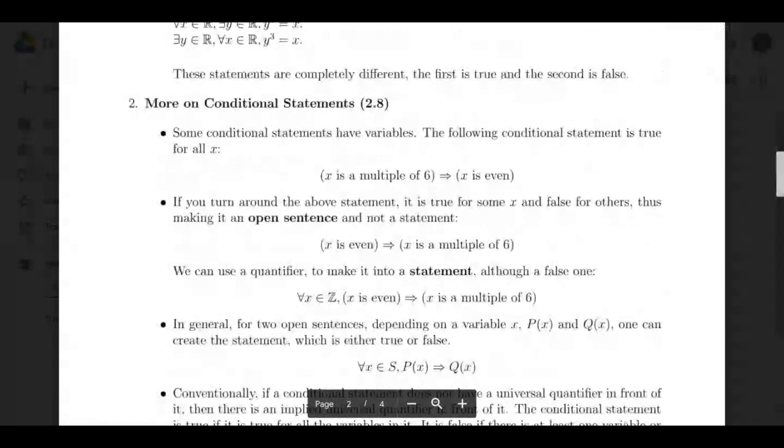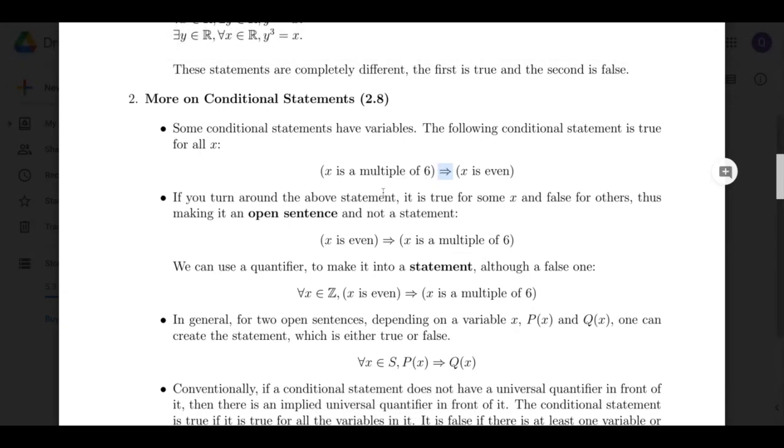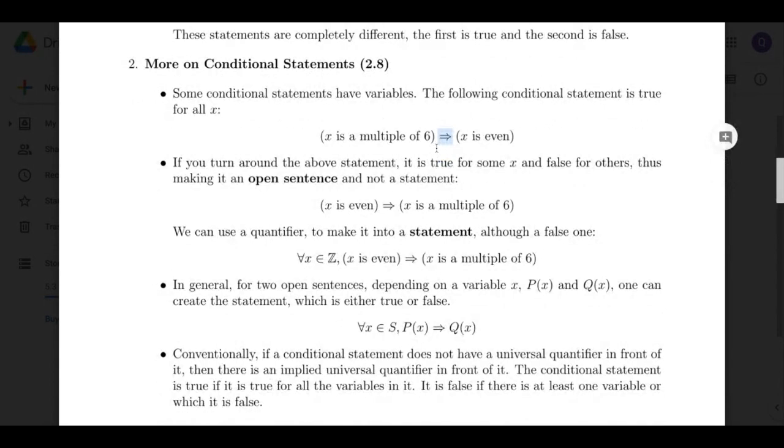The second thing for today: we'll talk more about conditional statements. We already talked about this. If left-hand side, then right-hand side. X is a multiple of 6 implies X is even. If we turn around the statement and say if X is even, then X is a multiple of 6, it can be true for some X, but it will be false for some other X. So we cannot flip the left-hand side and the right-hand side.